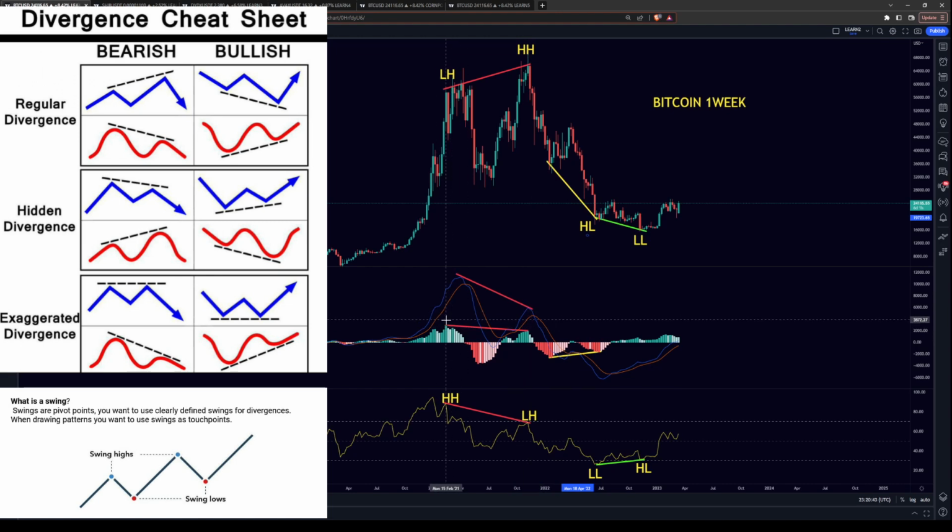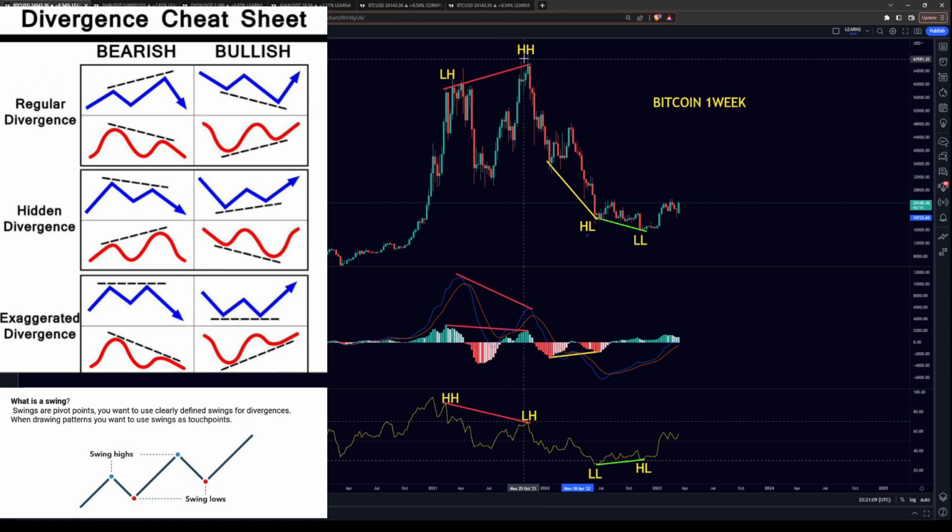On the histogram, you have the same idea. You have a high here, and this high over here is lower than this high. So again, it's a disagreement between these two top swings on the histogram, on the MACD, and on the RSI down here. The RSI did the same thing. You had a higher high than this high, and then a lower high in the RSI.